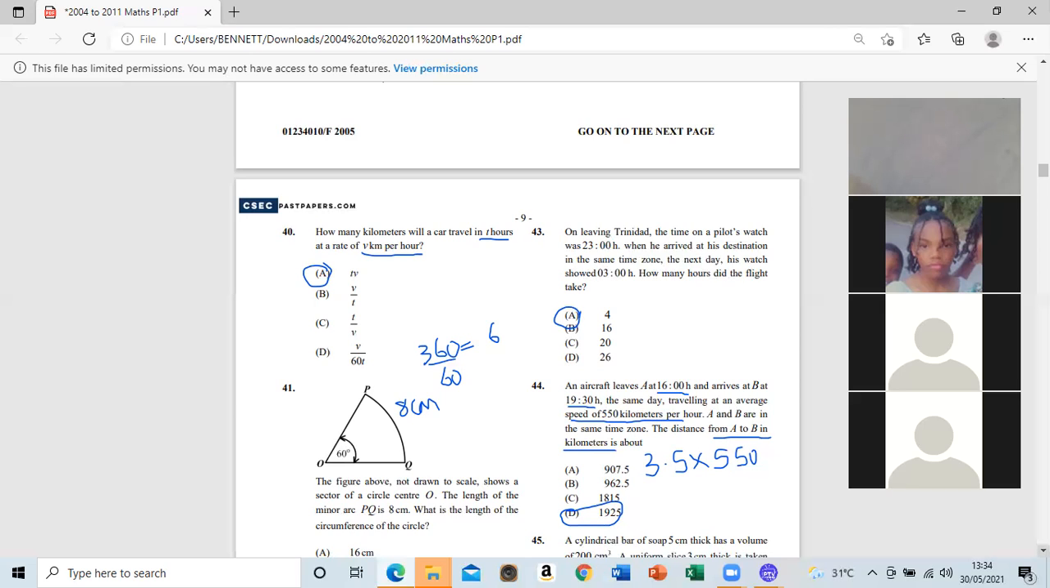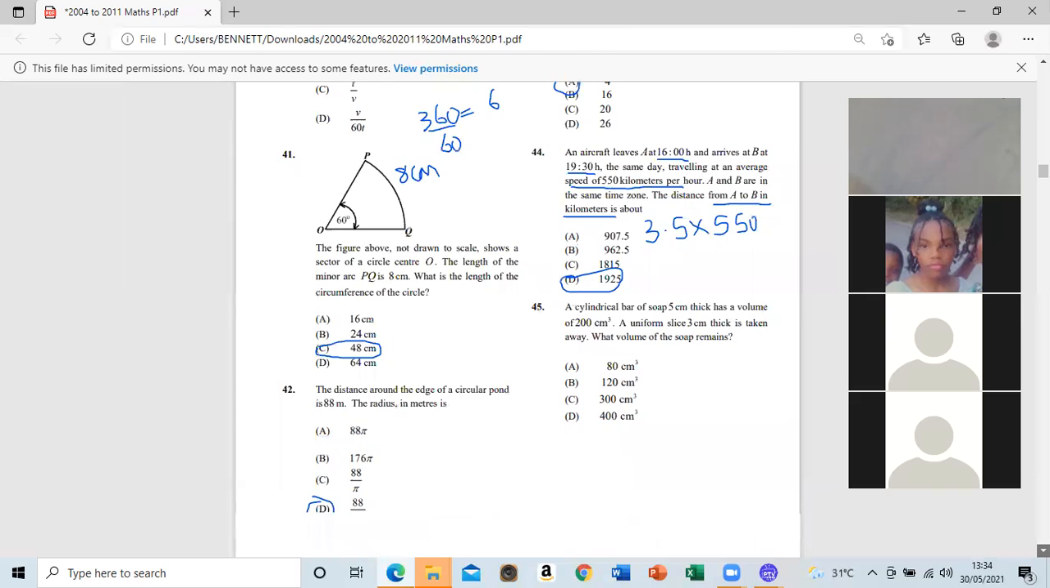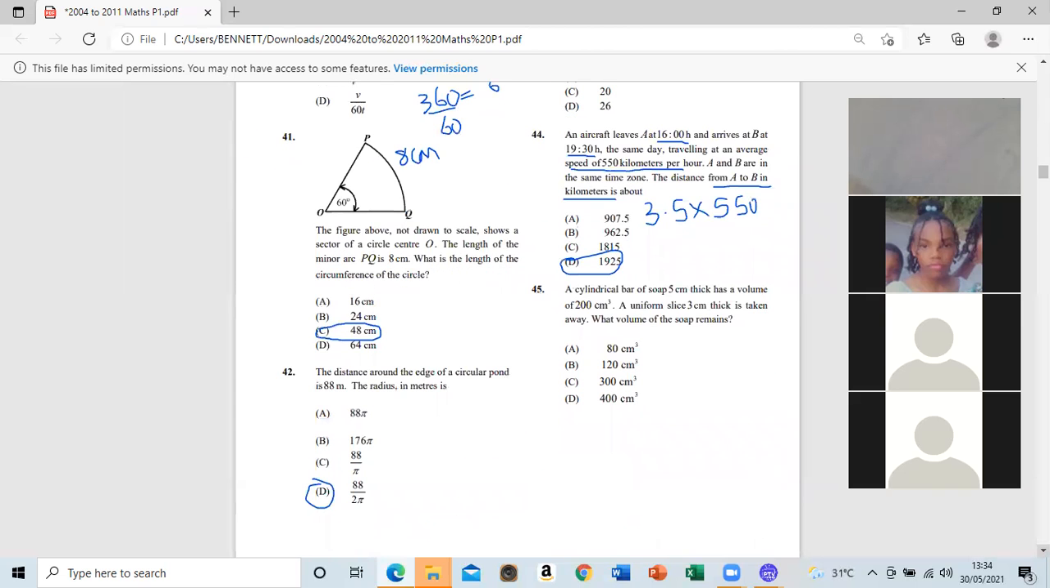All right, good job. All right, a cylindrical bar of soap 5 centimeter thick has a volume of 200 centimeter cube. A uniform slice 3 centimeter thick is taken away. What volume of the soap remains?